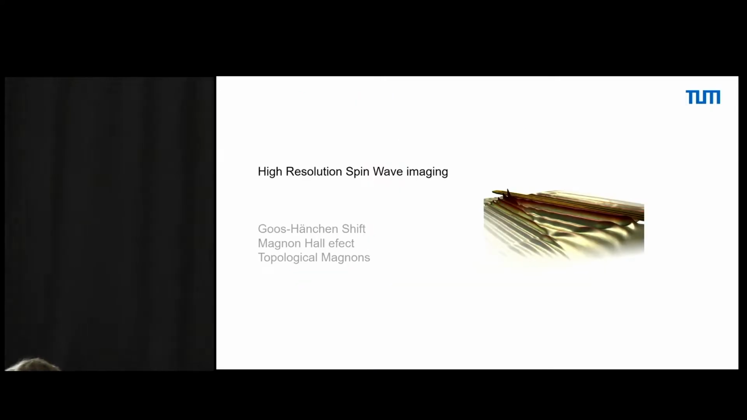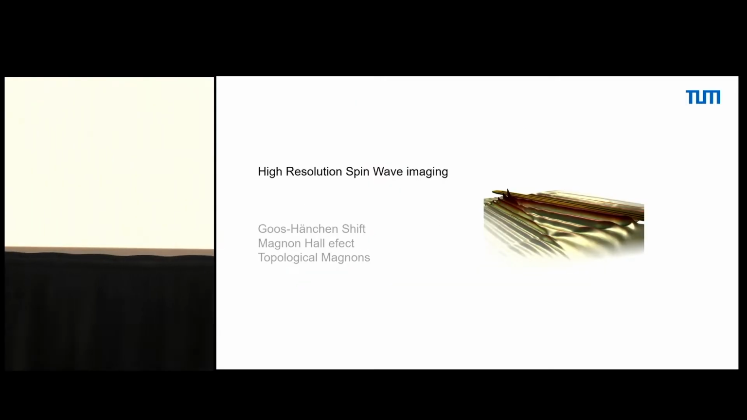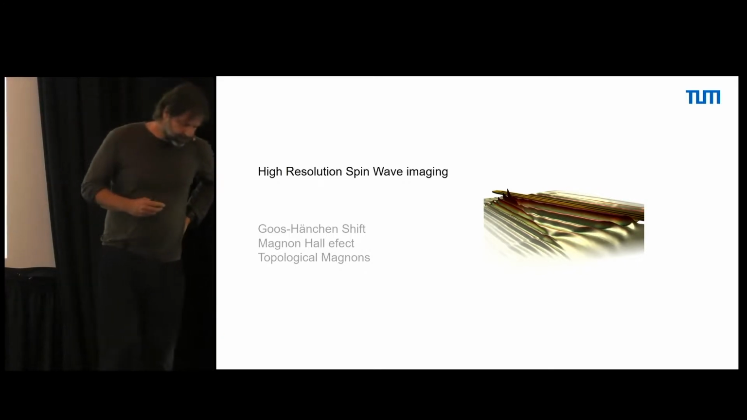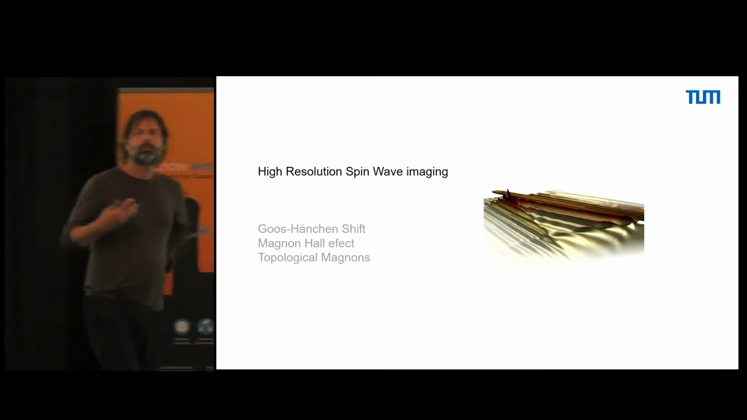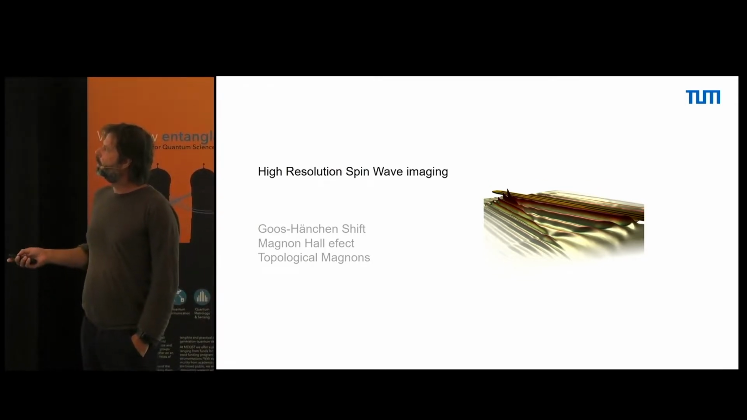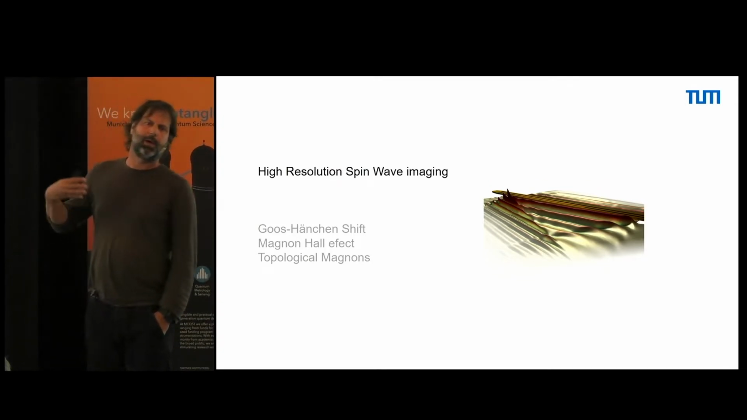Now, I'm not particularly interested in all these technological aspects. I'm more interested in some fundamental properties of spin waves. So we would like to see some optics effects, Gauss-Hähnchen shift, for example. We are interested in a Magnon-Hall effect.